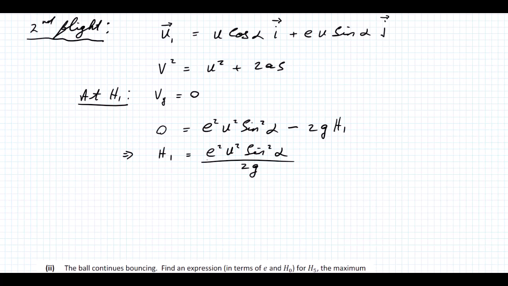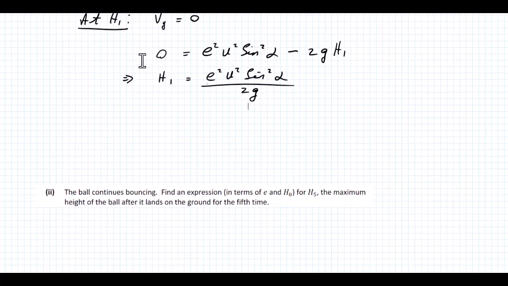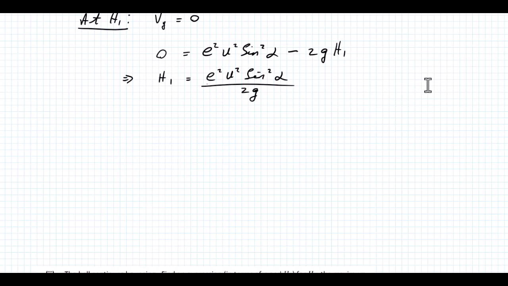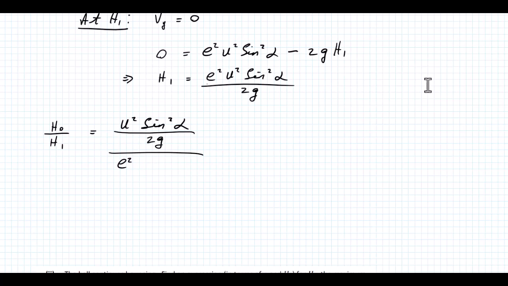So now we have h1 and we have h0, so we've just got to put one over the other, and that's our solution. So what we've got to do is work out h0 over h1. So our h0 was u squared sine squared alpha all over 2g. And we've got to put that all over this thing here. So e squared u squared sine squared alpha, again all over 2g.